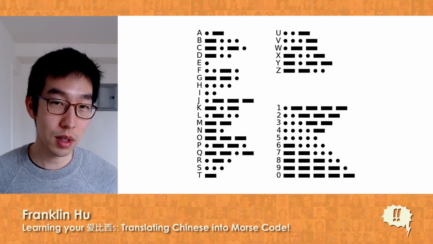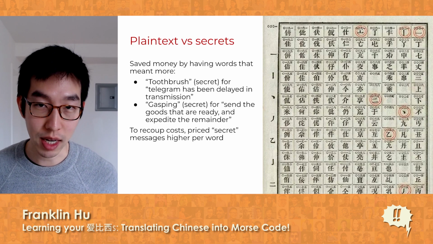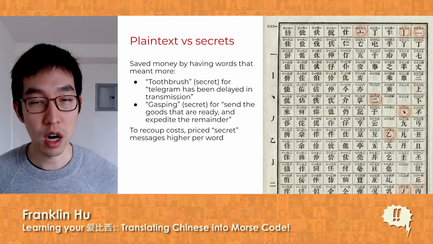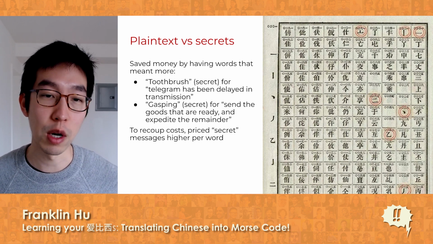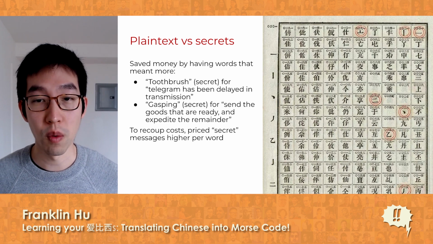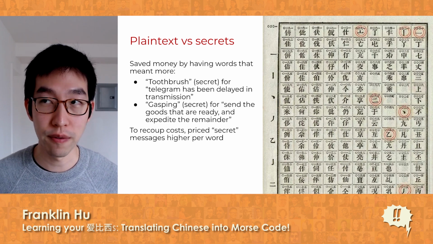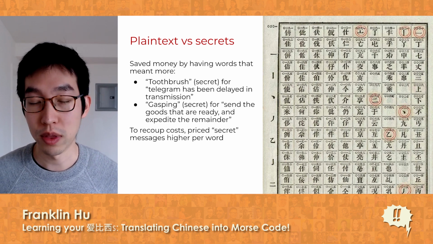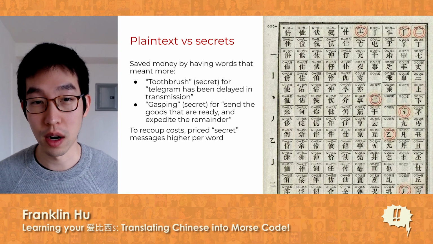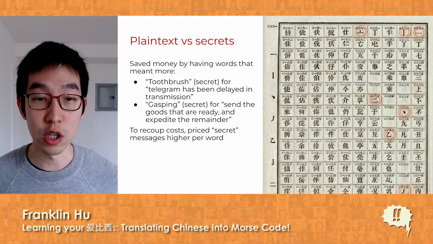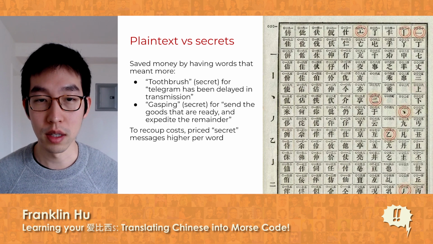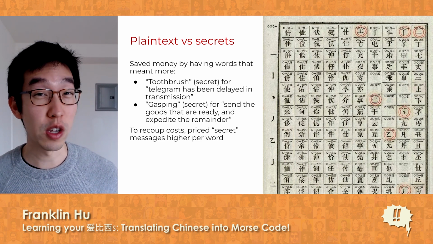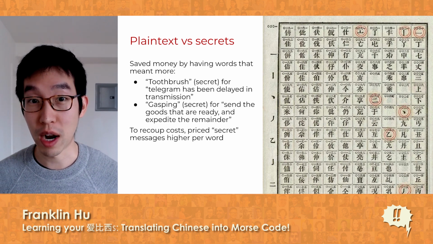So in addition, there was this kind of weird situation with plain text and secret messages. So in English, telegraph operators had developed a set of special words that were not commonly used to represent longer phrases that they might come across. So if you got a message that said toothbrush, what this actually meant was that your telegram had been delayed in transmission. And this was great because it was less expensive, it was faster, but the telegraph companies were not a huge fan because this cut into their profits.